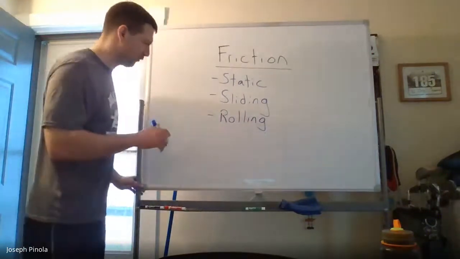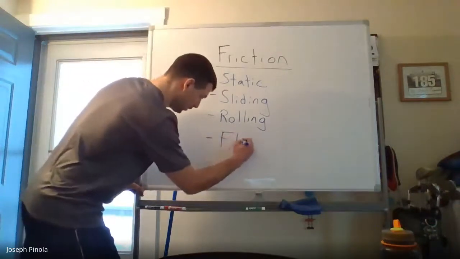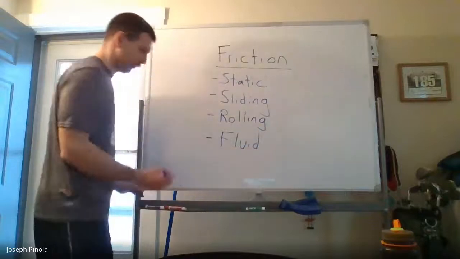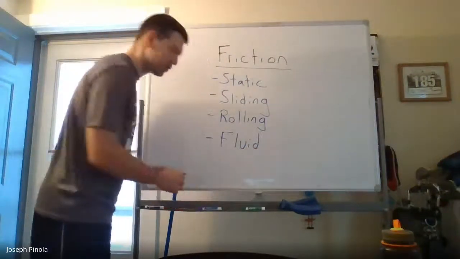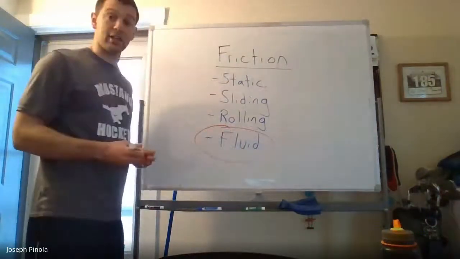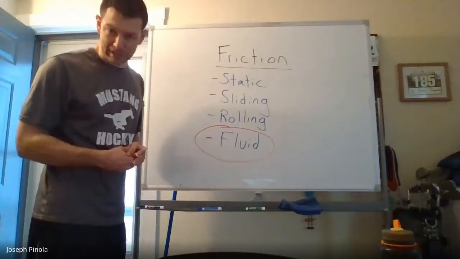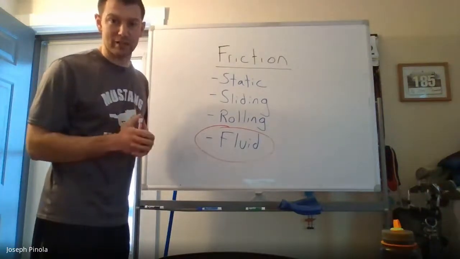But then we talked about the fact that there was a 4th type of friction. And that 4th type of friction is fluid friction. And today, we're going to focus exclusively on fluid friction and discuss what it is and show some examples about when fluid friction would act on an object.